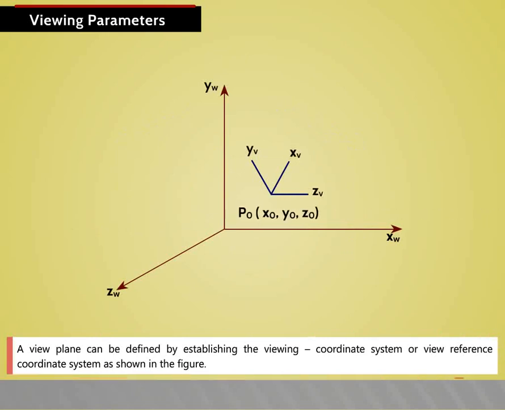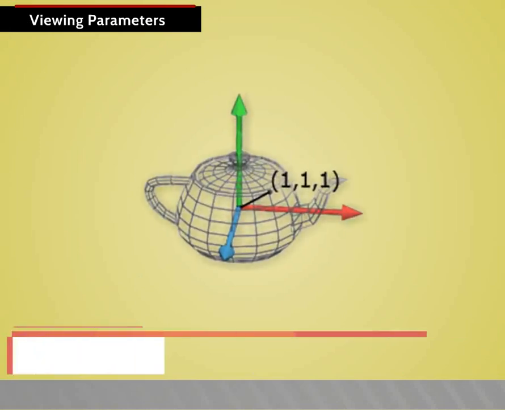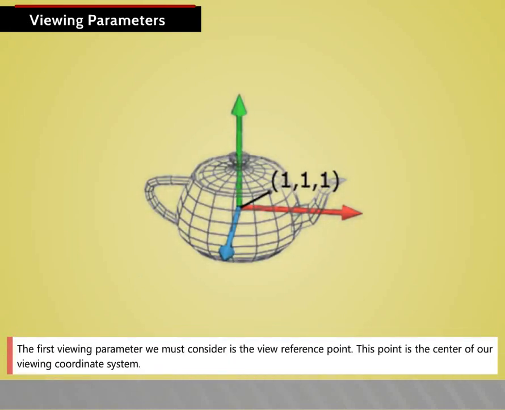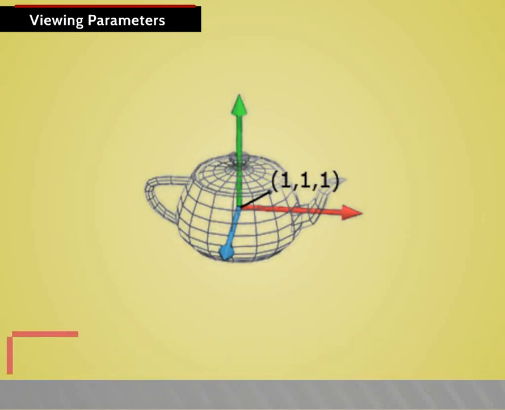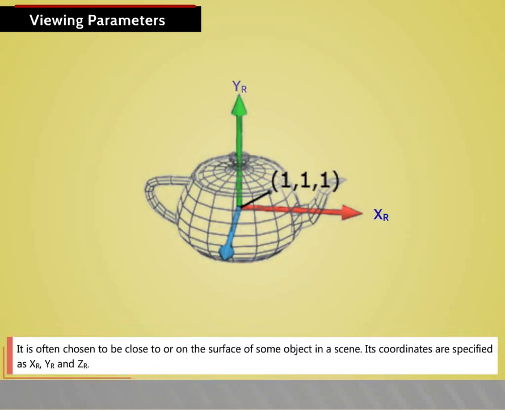A view plane can be defined by establishing the viewing coordinate system or view reference coordinate system as shown in the figure. The first viewing parameter we must consider is the view reference point. This point is the center of our viewing coordinate system. It is often chosen to be close to or on the surface of some object in a scene. Its coordinates are specified as xr, yr, and zr.